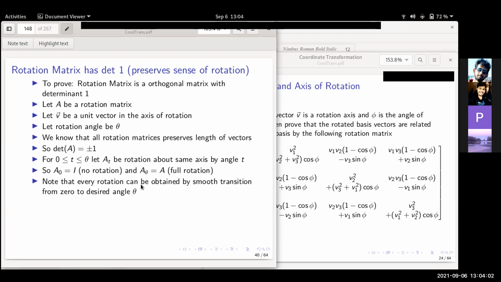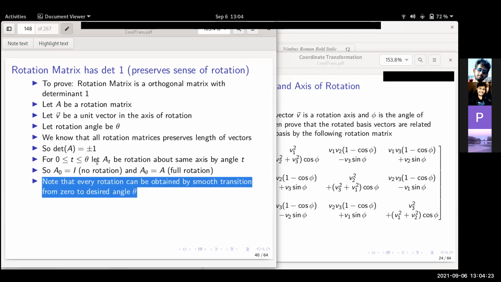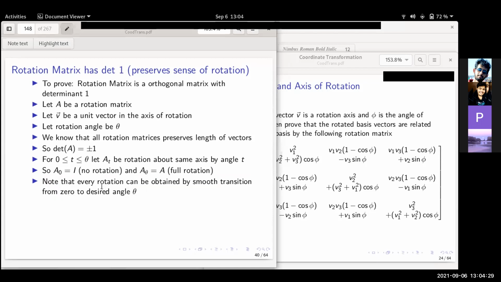Rotation operation is a continuous operation. That means any rotation by an angle theta can be obtained by smoothly starting from 0 angle up to the given angle theta. This is an important observation. This is the basis on which we will be able to show that the determinant has a certain fixed value. Any given rotation can be obtained by continuously rotating from 0 to the given angle.